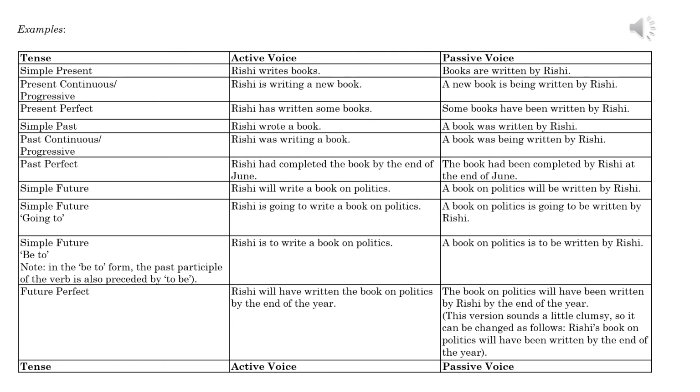Tense, future perfect. Active voice, Rishi will have written the book on politics by the end of the year. Passive voice, the book on politics will have been written by Rishi by the end of the year. This version sounds a little clumsy, so it can be changed as follows. Rishi's book on politics will have been written by the end of the year.